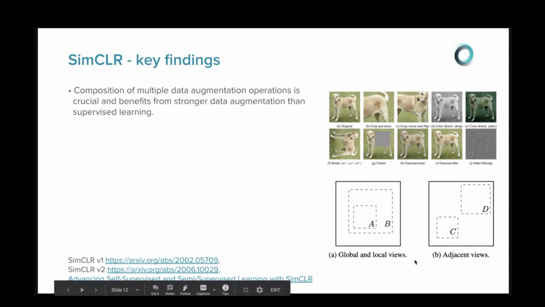What they also did in their augmentation is that they contrasted global and local views, so bigger and smaller crops, so that you get more details or the general part of the image, or most of it, and also crops which are next to each other.